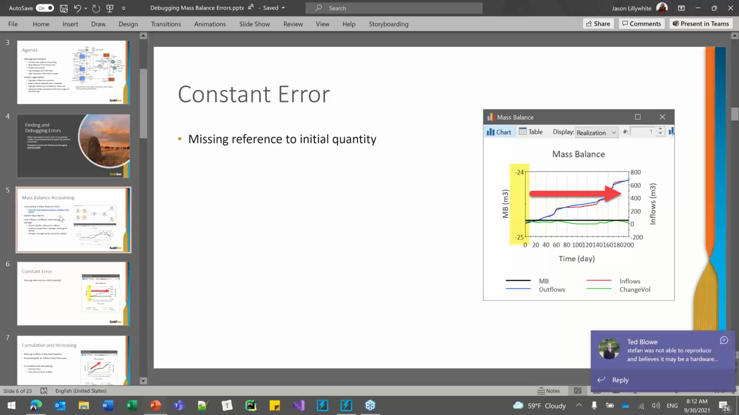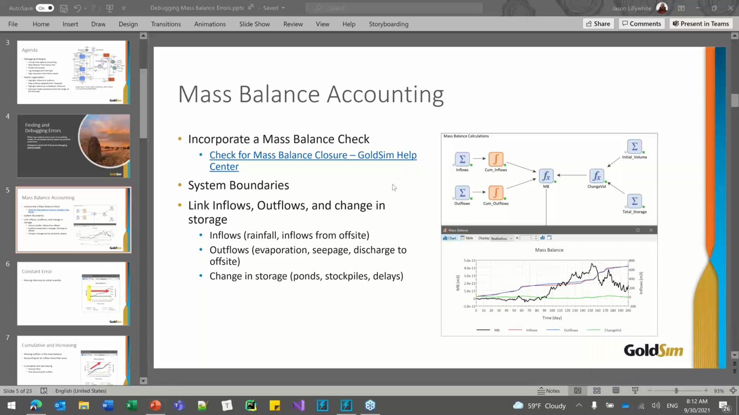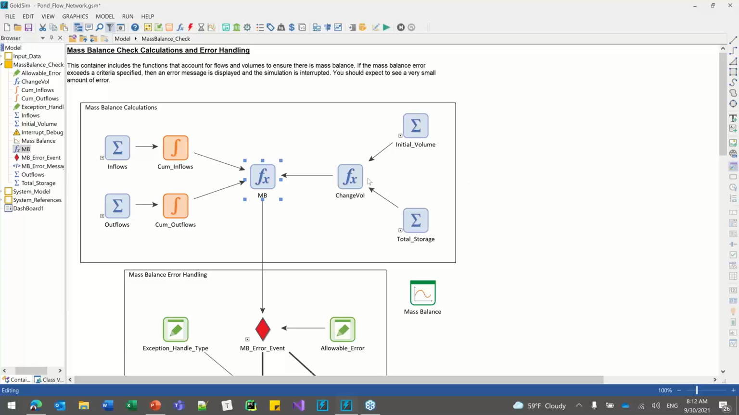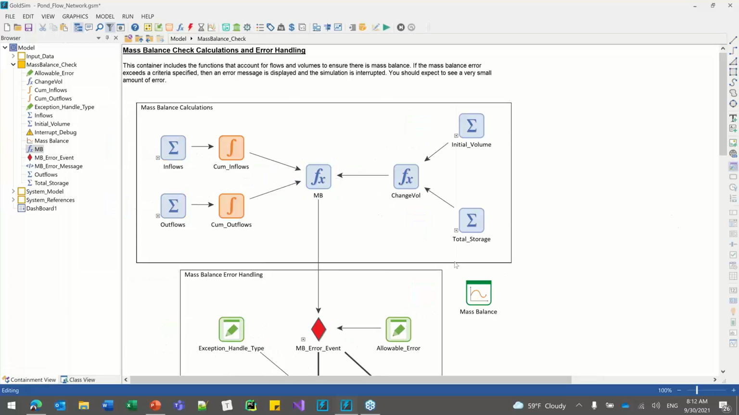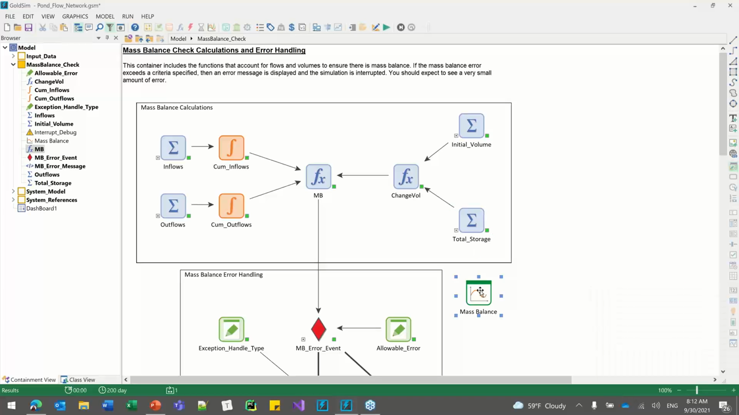Okay, what I want to talk about now is, when you look at the plot of the mass balance, what I'm going to do is now open a GoldSim model here, and I'll do a run, and then I'll show the plot.